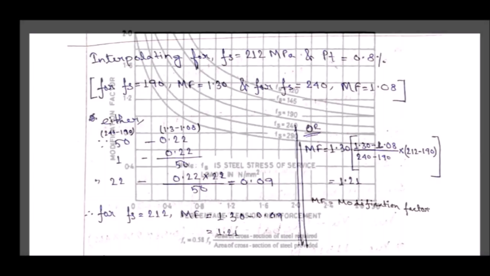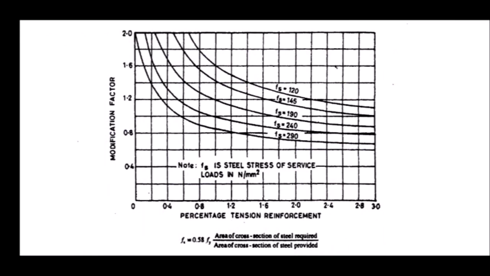So let's check the figure. In this graph, we have to find out for percentage of steel 0.8, look on the x-axis: 0, then 0.4, then 0.8. 0.8 is given in the line. Let's check for FS. FS is 212 for our problem, but 212 is not given here. Here FS 190 and FS 240 are given. So we have to find out the value for percentage of steel 0.8 and FS 190 and for FS 240, because FS 212 lies between these two lines. If we find these two values, we may interpolate the value of modification factor.